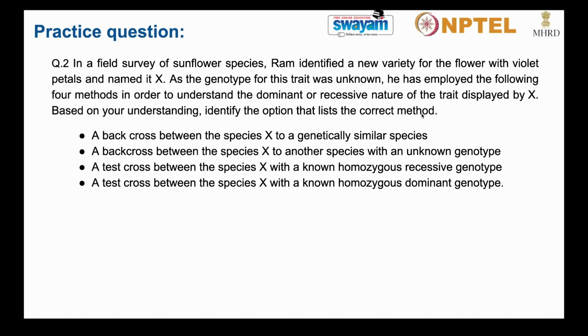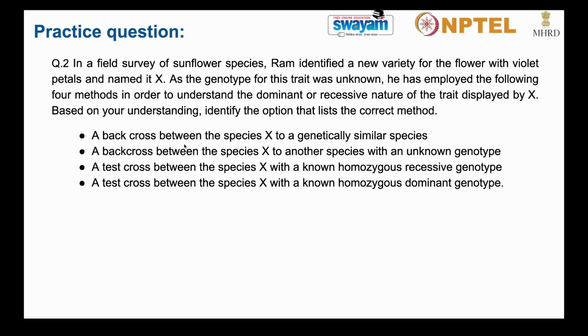So now they are saying that Ram has identified the new variety, in which the flower shows violet petals, but he doesn't know the genotype. So he wants to identify that unknown genotype, although he has the information about the phenotype of that flower. So what do you think, which test should he perform to get the information about the genotype? Sorry, unknown genotype information for the flower which has the phenotype information with him.